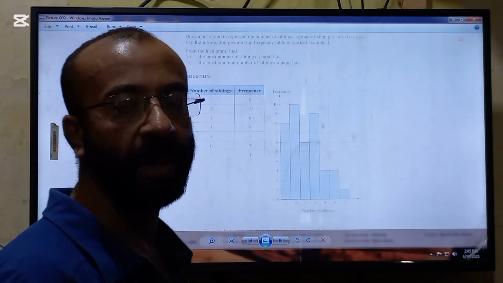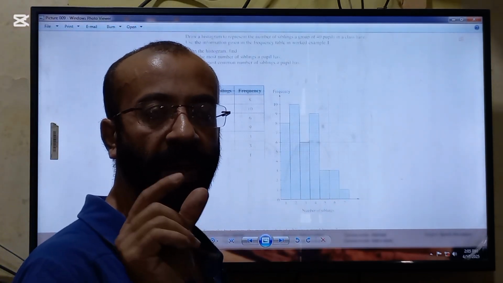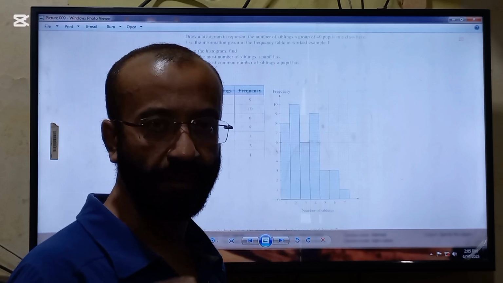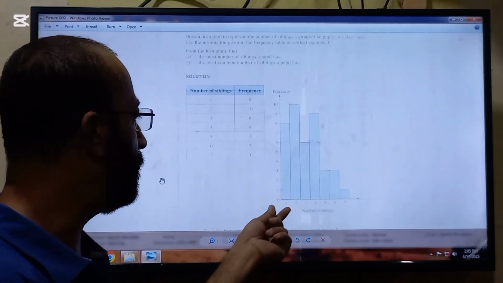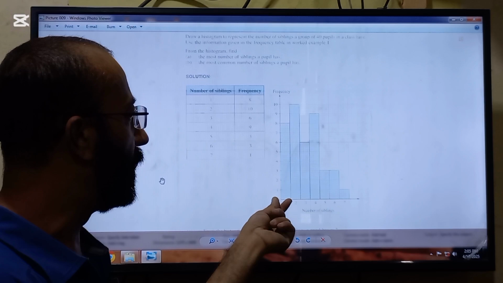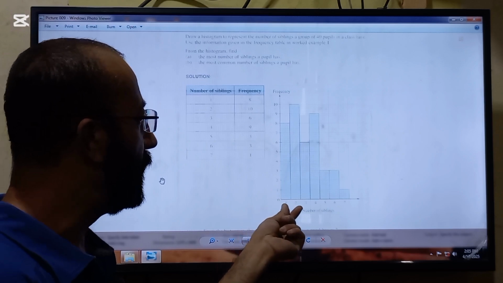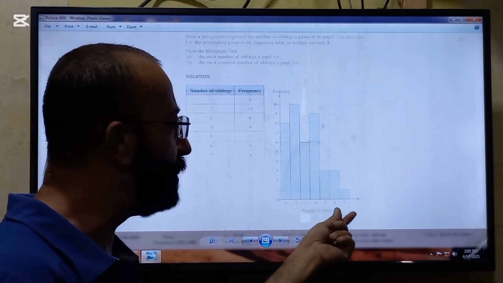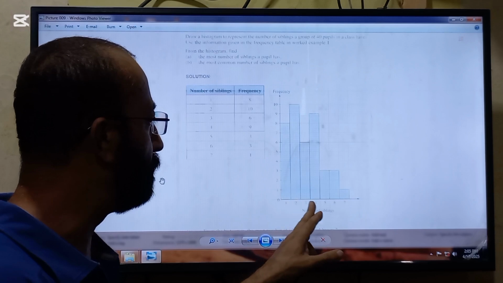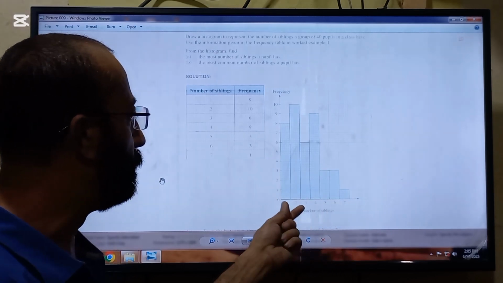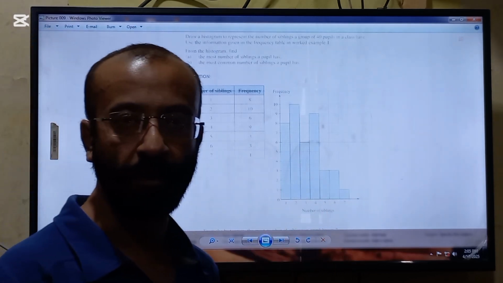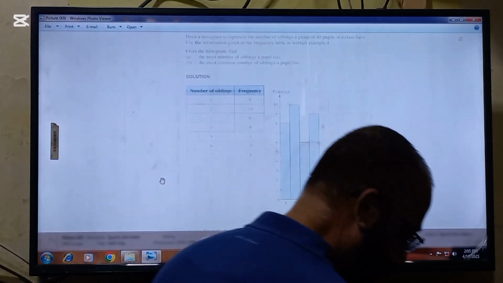The point to remember is the width of the bars in the normal case of the histogram will be uniform. Whatever the width of the first bar you have drawn, that uniformity should be maintained. So each bar is of the same width. So this is the point to be remembered.